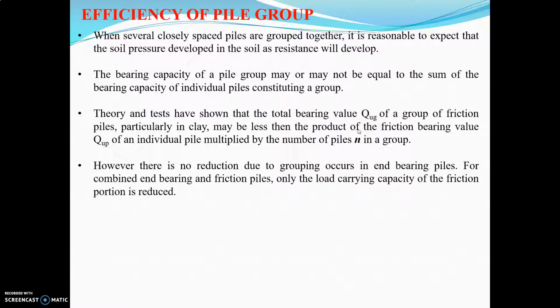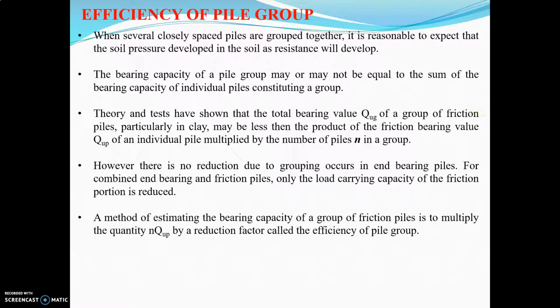However, there is no reduction due to grouping in end-bearing piles. For combined end-bearing and friction piles, only the load carrying capacity of the friction portion is reduced. A method of estimating the bearing capacity of a group of friction piles is to multiply the quantity NQUP by a reduction factor called the efficiency of pile group.